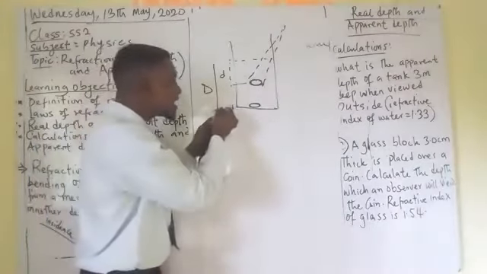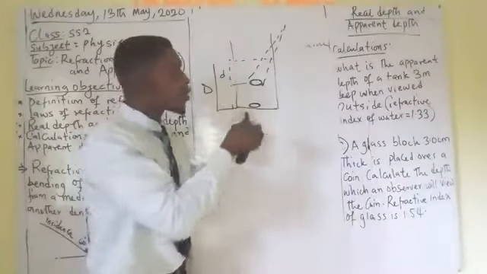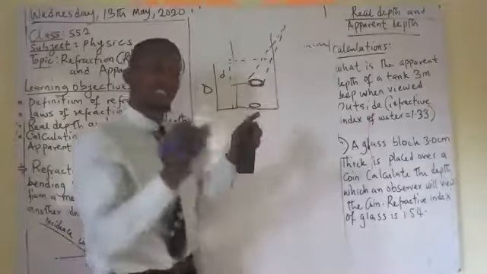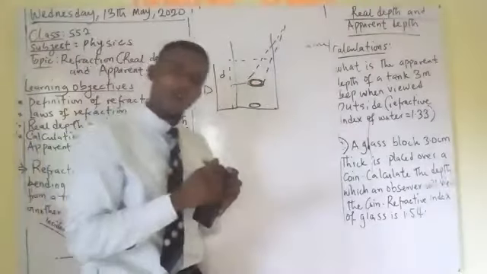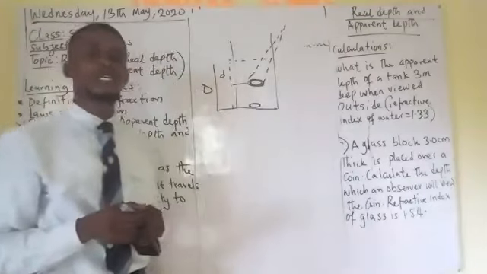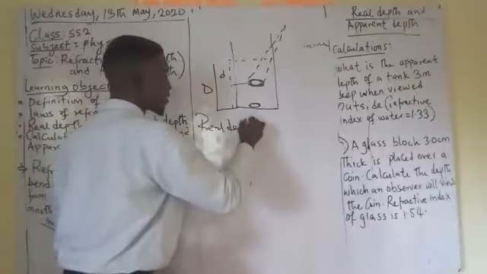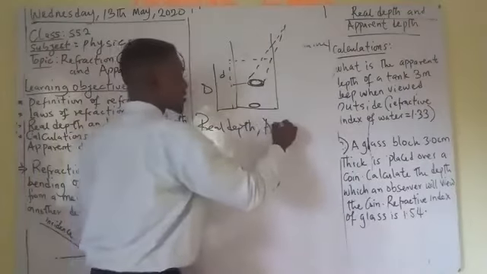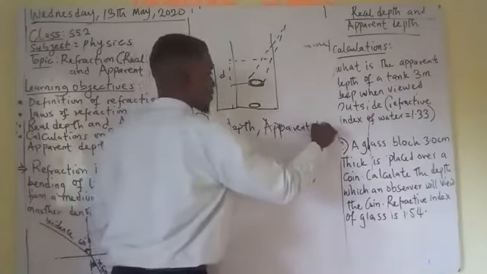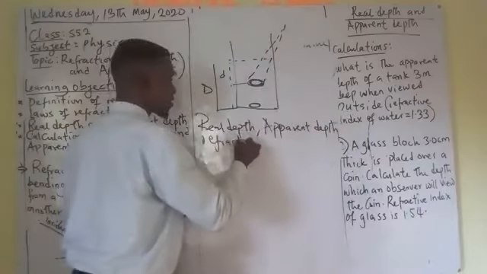So the real depth is the actual position of the coin, while the apparent depth is the one that is deceiving. Now, according to Snell's law, we can get a formula for real depth and apparent depth. We can relate real depth, apparent depth, and refractive index.